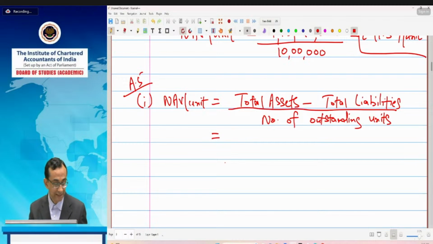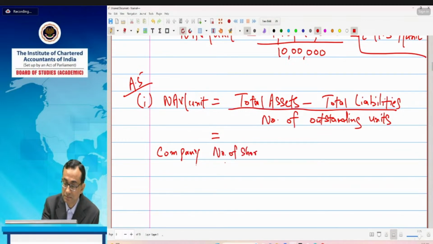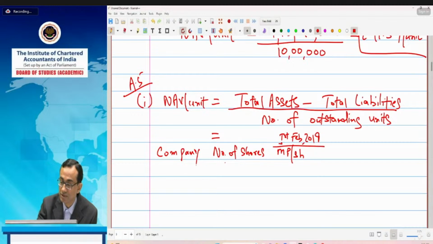So what are the total assets? The same way it will be calculated. That is company, number of shares, market price per share. Mind you, it is on 1st of February 2019. This is the price on 1st of February 2019. So market price per share and then the total investment value, or total you can say market value.